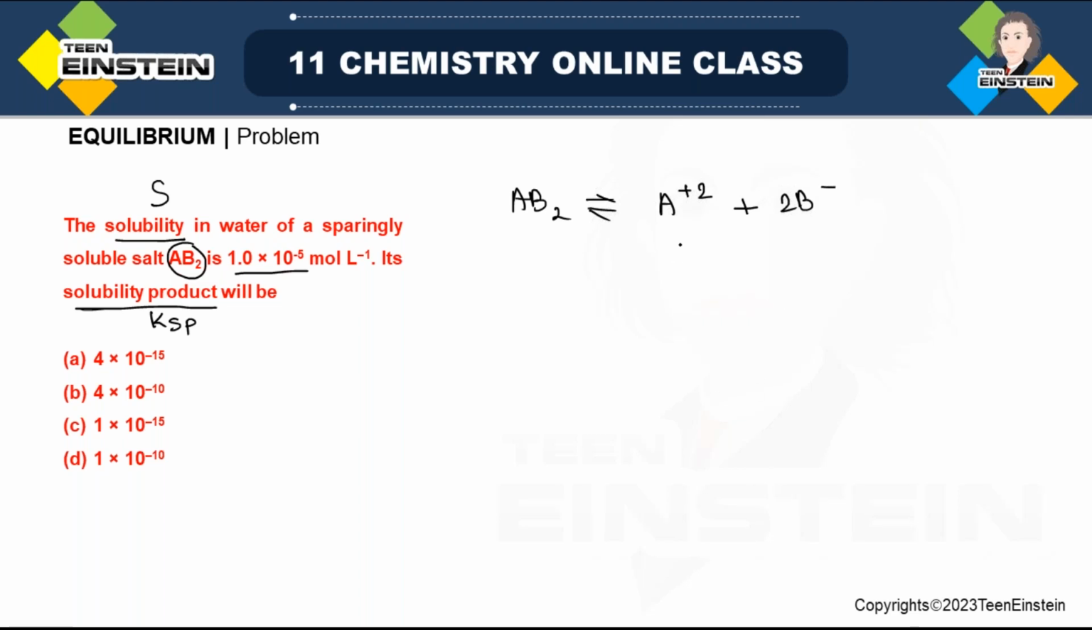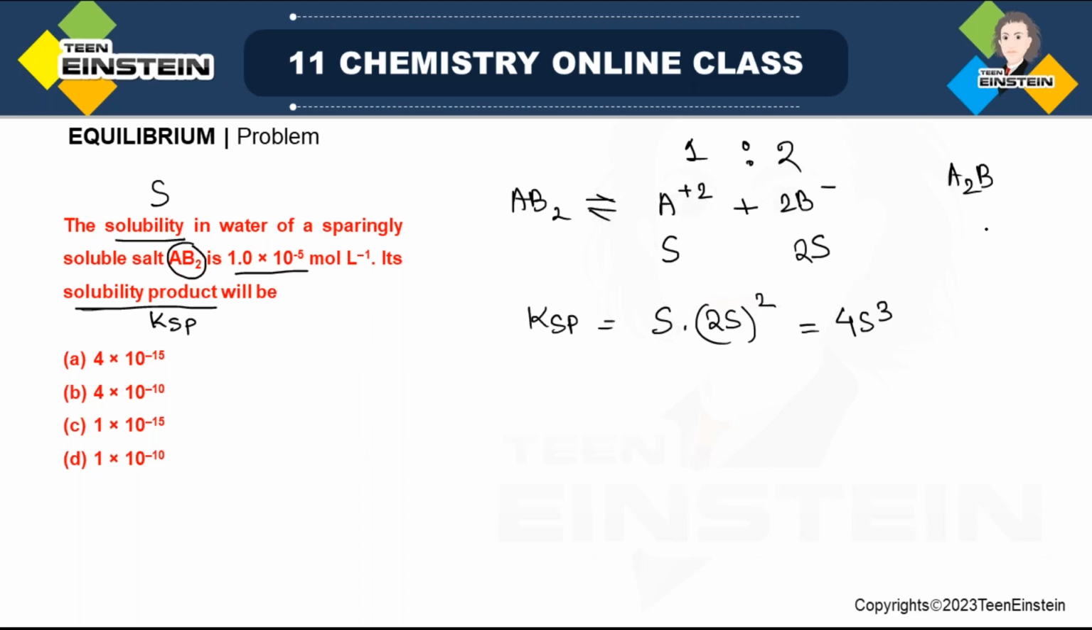So total negative and positive will be equal. So solubility, it is S. See, the relationship is 1:2. That means it will be 2S. So when you write KSP, it will be S multiplied by 2S raised to the power 2. So it will be 4S cube. Even if it is the other type, A2B, in that case it is 2 cation, 1 anion. In this case also it is the same, 2S and S, KSP is again 4S cube. So whether it is AB2 or A2B, it always follows this 4S cube.